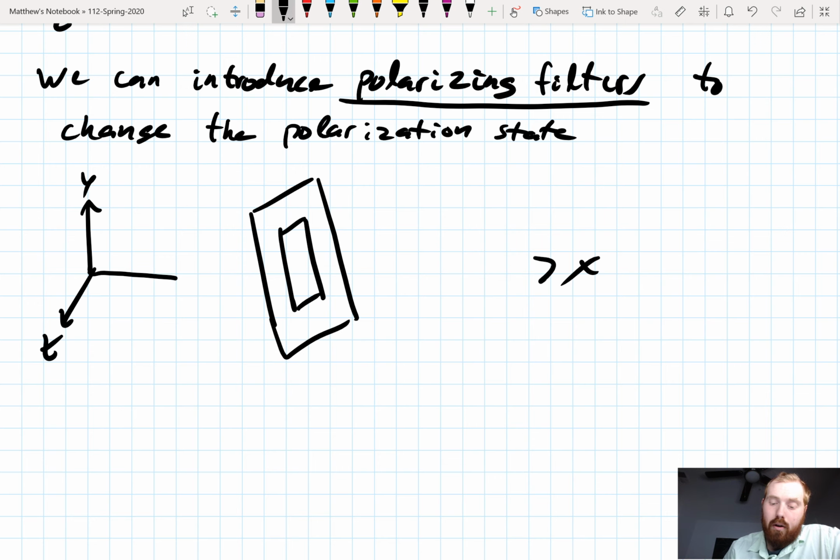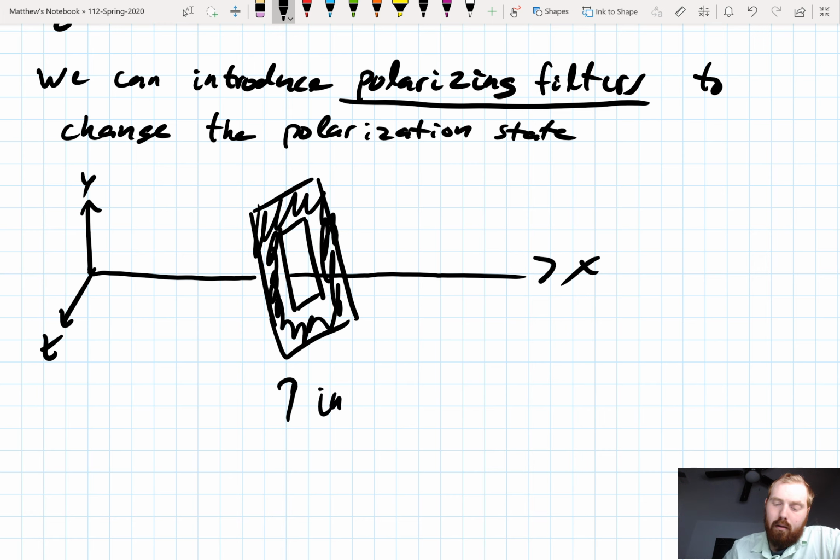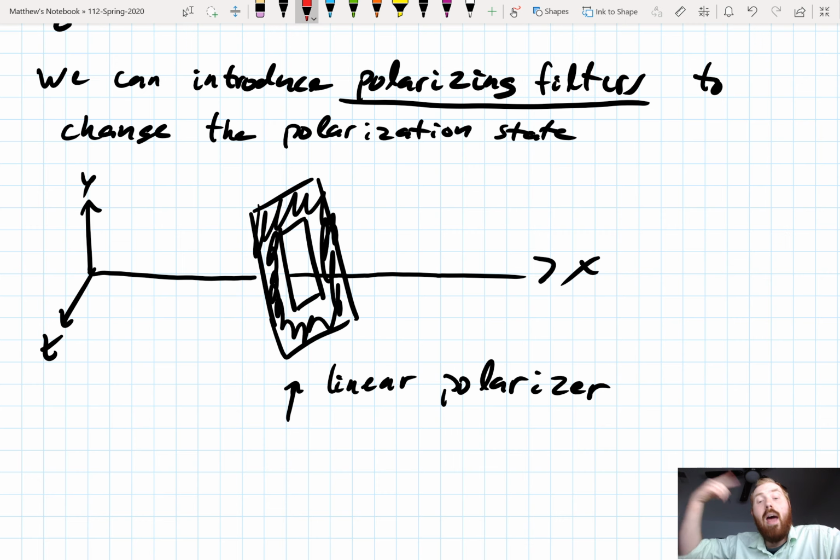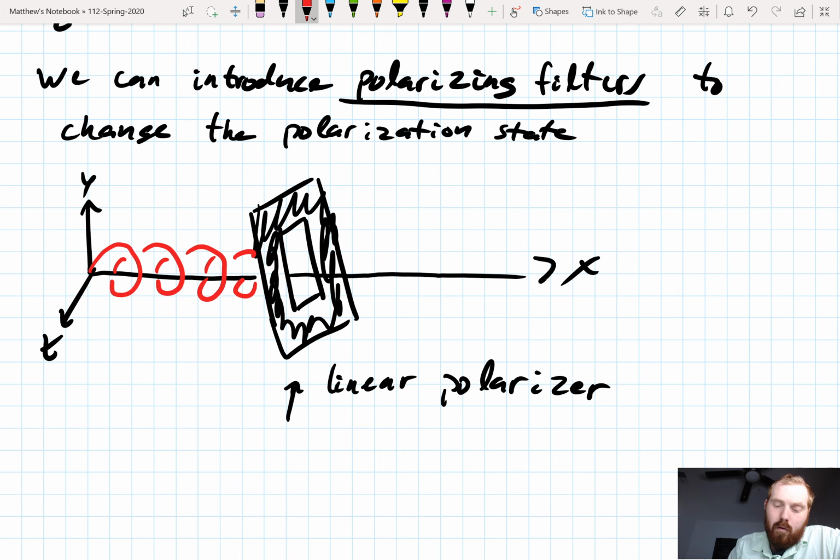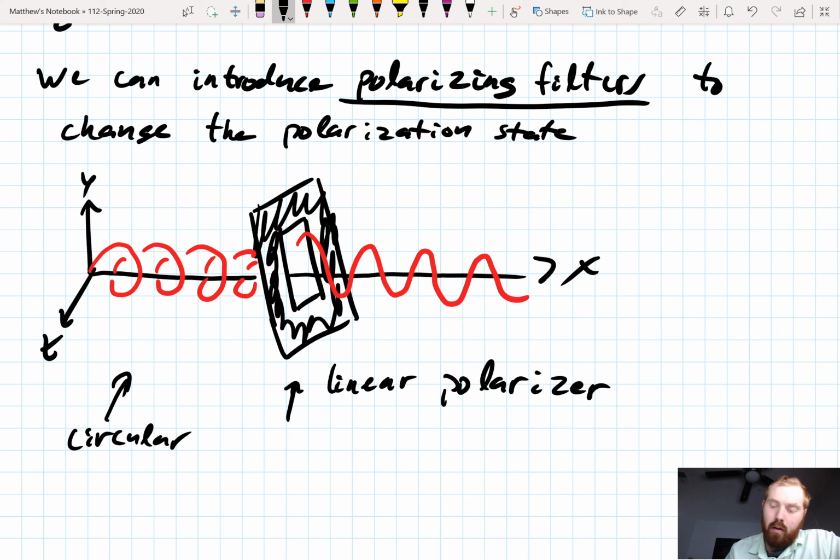Let's redraw this. There we go. And fill this guy in. All right, so I'm going to call this a linear polarizer. And there are all sorts of different types of polarizers. All I'm trying to do is get the schematic picture in your head. So we're going to send in our circularly polarized light. And only the light that is aligned along with the polarizer is allowed through. Anything in this direction gets blocked off. So in the end, only the light doing that is allowed. So you start off with circular light, and you end up with linear polarization states.